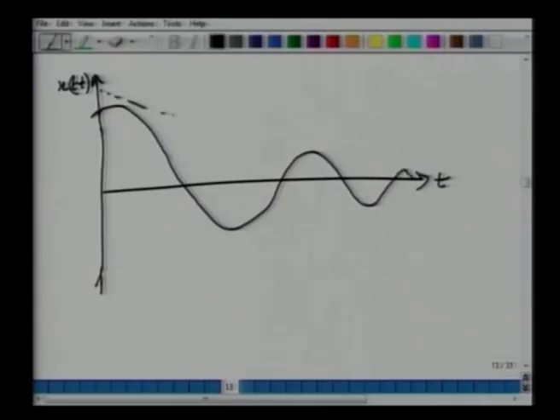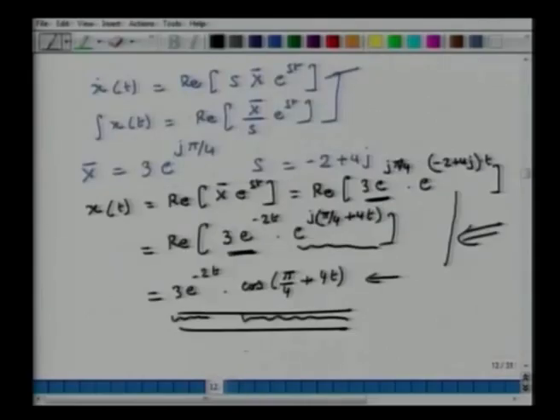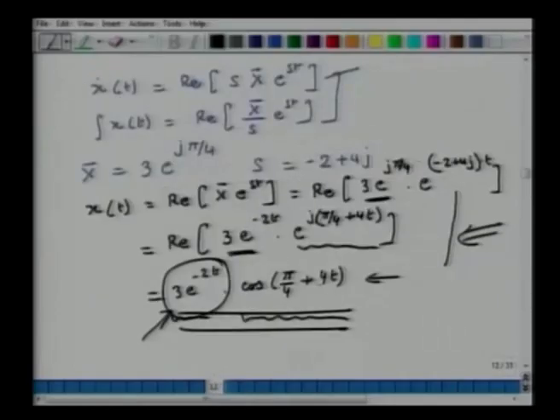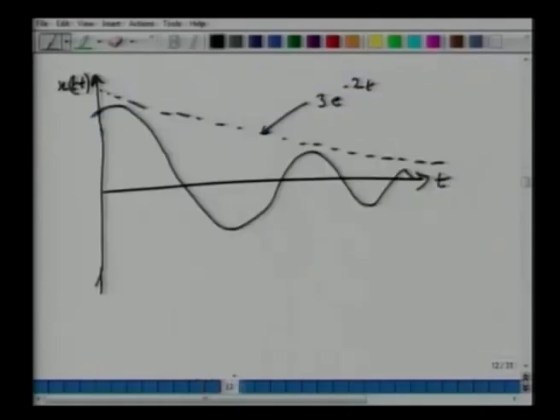And the envelope is defined something like this. So this is the envelope, which is a plot of 3e^(-2t), which we got from here. So this is defining the envelope. And the oscillating signal is the actual value of the function over a period of time. It just happens that because there is a non-zero phase value, which is pi over 4, at t equals 0, this point is not touching the envelope.